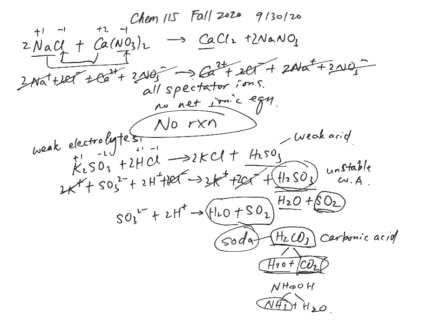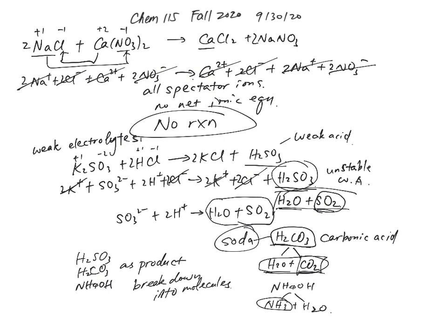So if you see these three compounds, H2SO3, H2CO3, or NH4OH being made in your reaction as a product, break down into molecules. What molecules? This, and this.